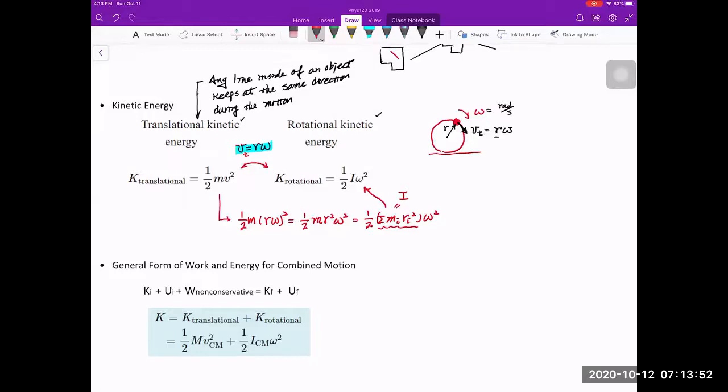Just be careful, the energy has the unit of joule. So for both kinetic energies, the unit is going to be joule. And that's simply equal to Newton times meter, and that is the joule.